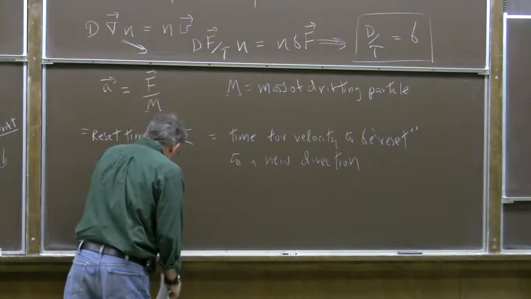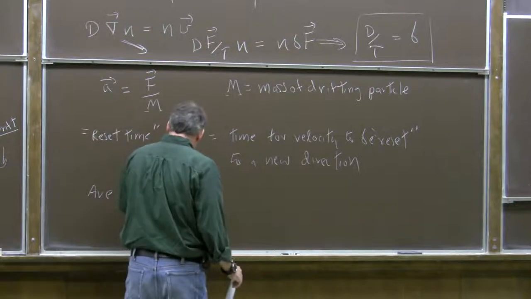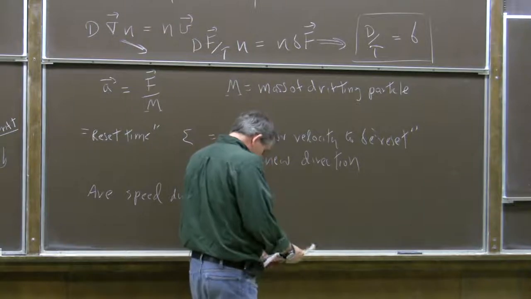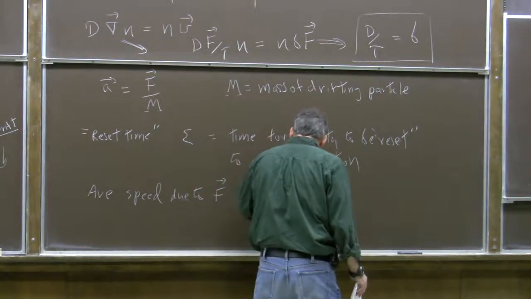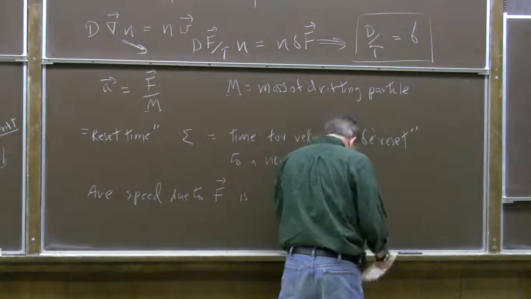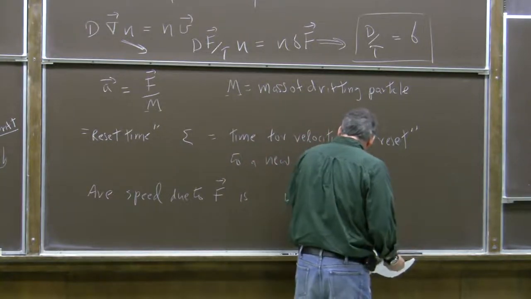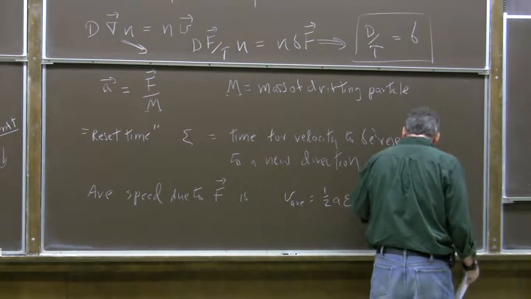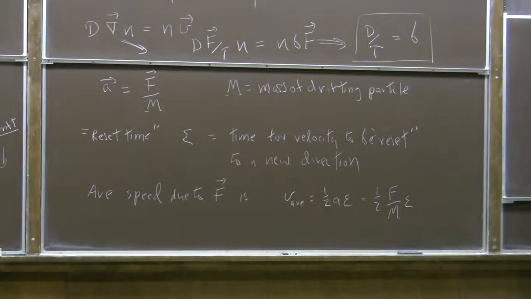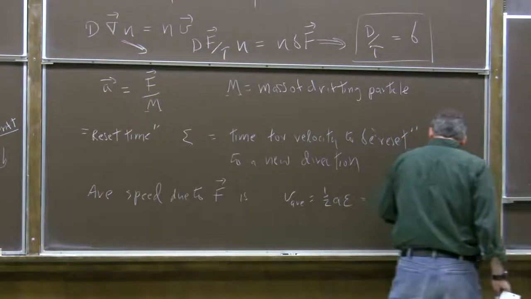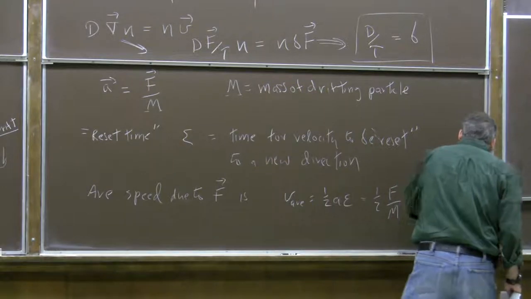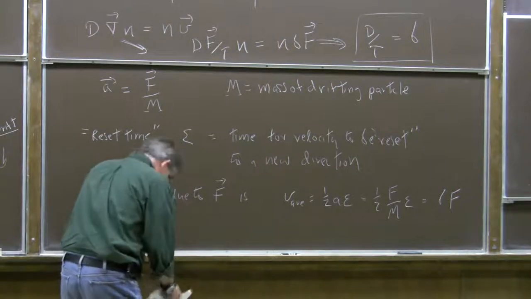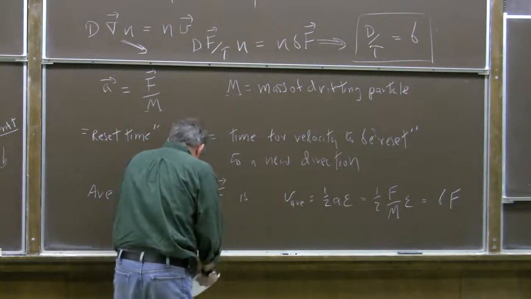speed due to the acceleration, due to the force, is going to be the average equals 1/2 the acceleration times the reset time, or 1/2 f over m times epsilon. And so that means I can think of this as mobility times f, and we can identify the mobility as 1/2 epsilon over m.